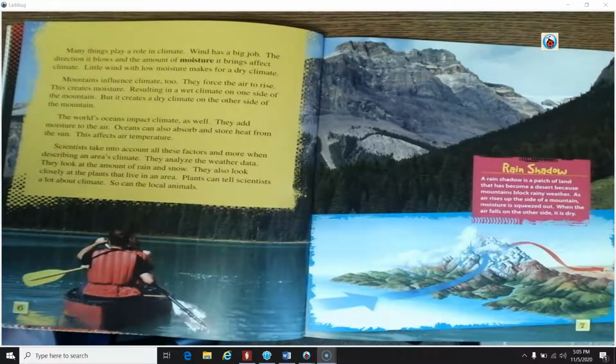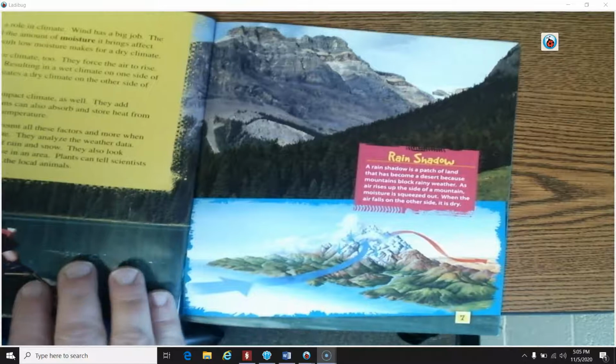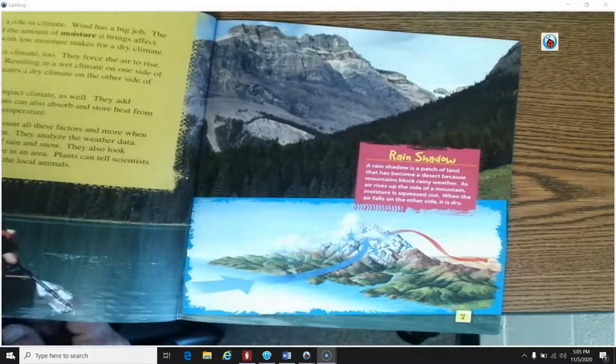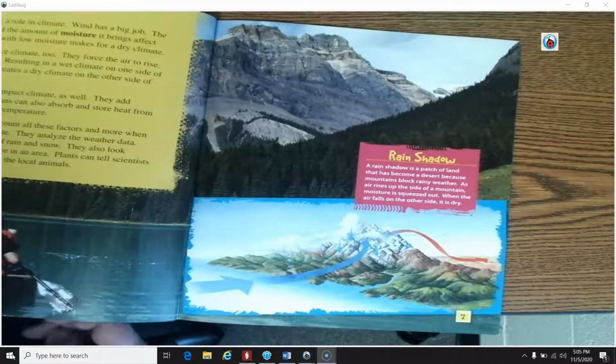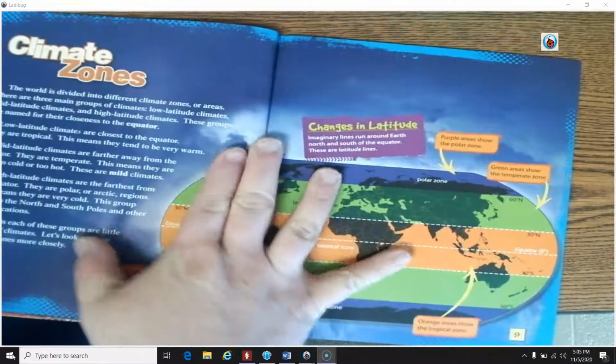Plants can tell scientists a lot about a climate. So can the local animals. All right, so this is interesting. This is called a rain shadow. A rain shadow is a patch of land that has become a desert because mountains block rainy weather. As air rises up the side of a mountain, moisture is squeezed out. When the air falls on the other side, it is dry. How cool is that?